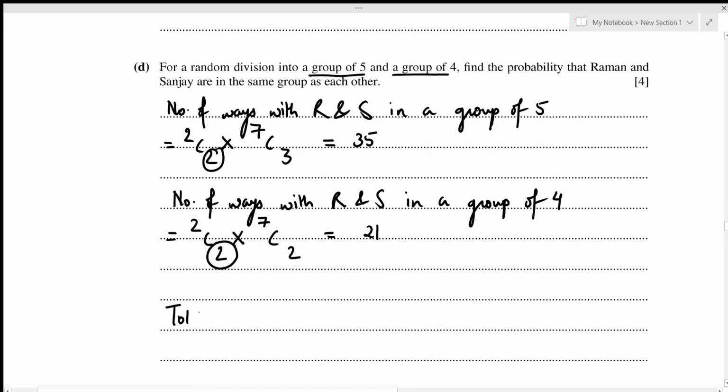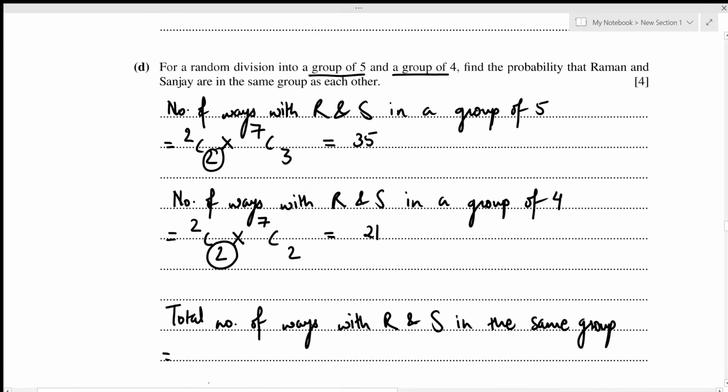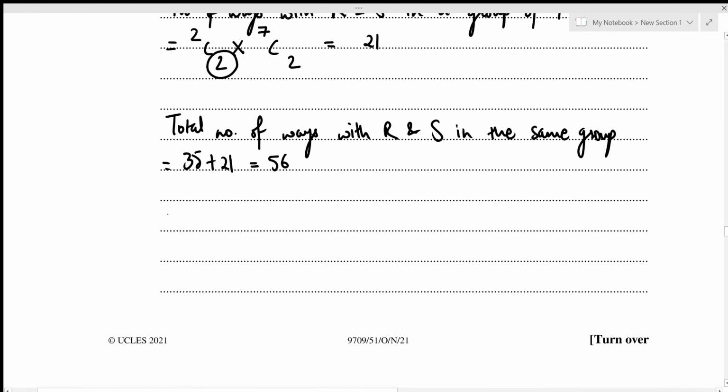Now the total number of ways with Raman and Sanjay in the same group. So that's just the sum of Raman and Sanjay being in a group of 5 and them being in a group of 4. So that's 35 plus 21, which is 56. So that's the total number of ways. But we need to find the probability of them being in the same group. And for the probability, it's always going to be the number of ways with the requirement divided by the total number of ways without any restrictions, right?